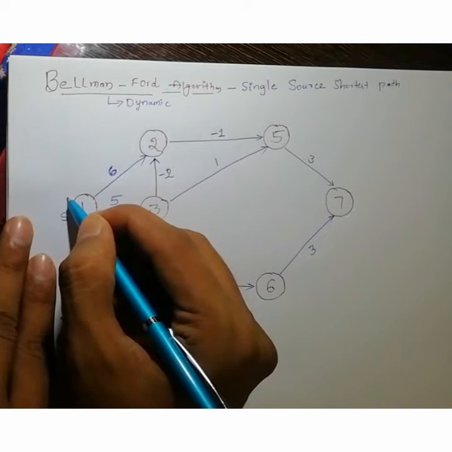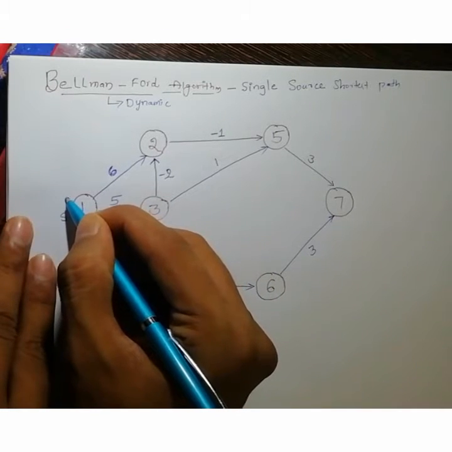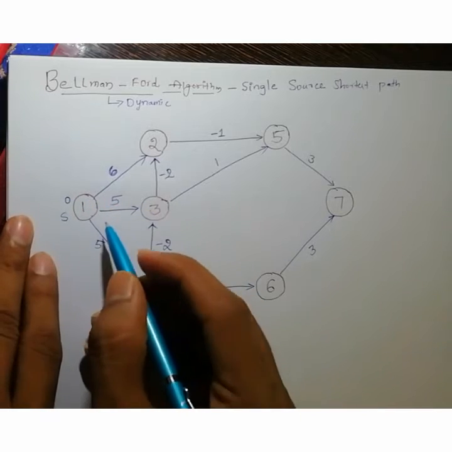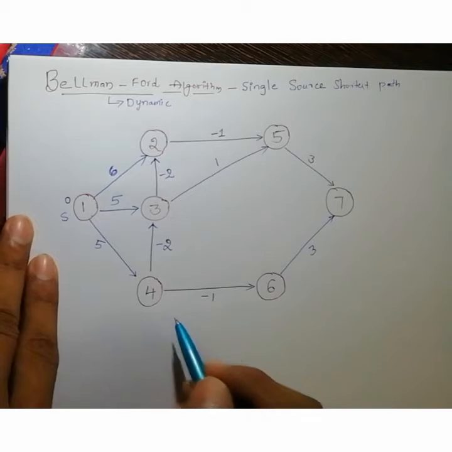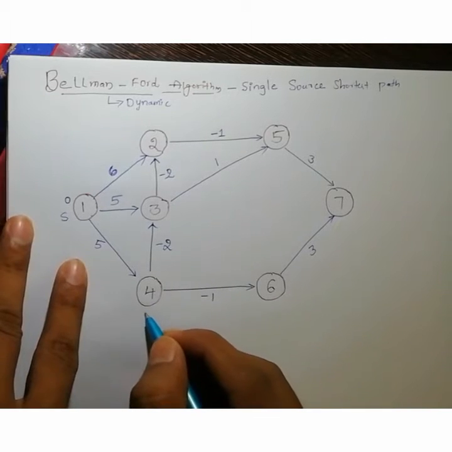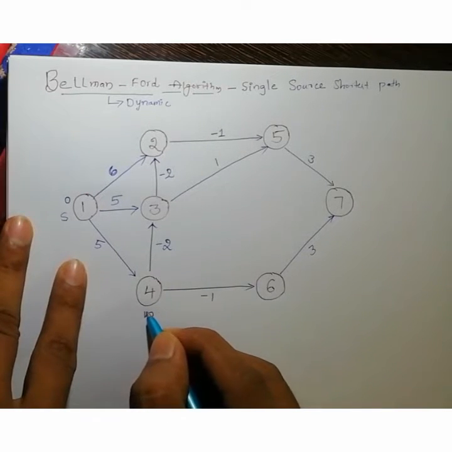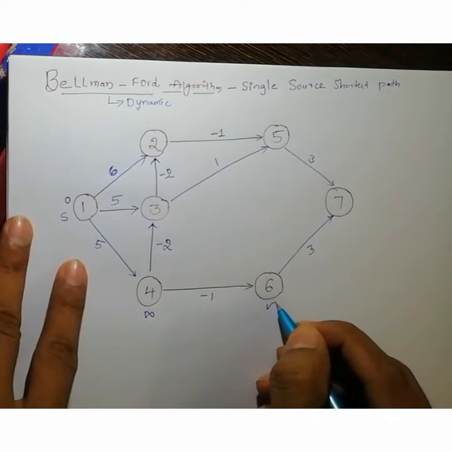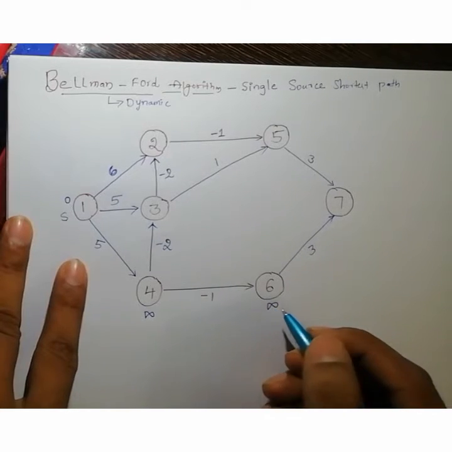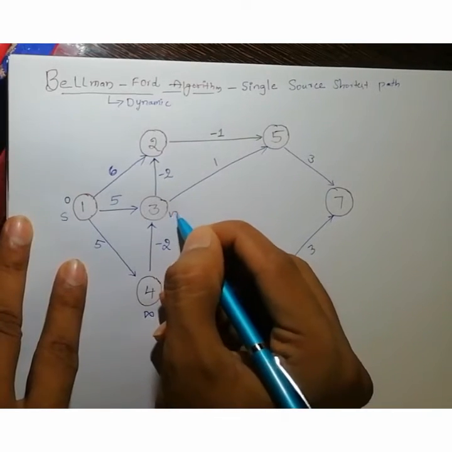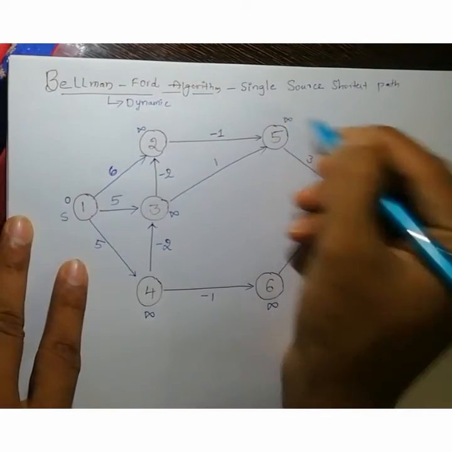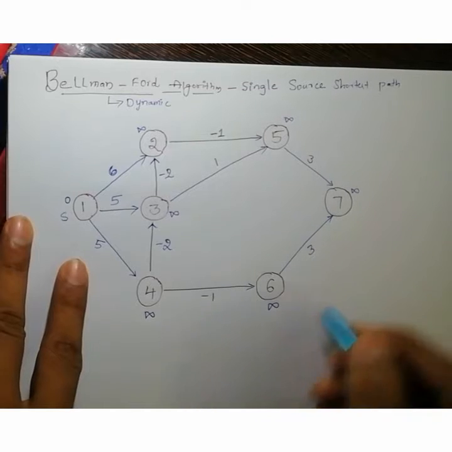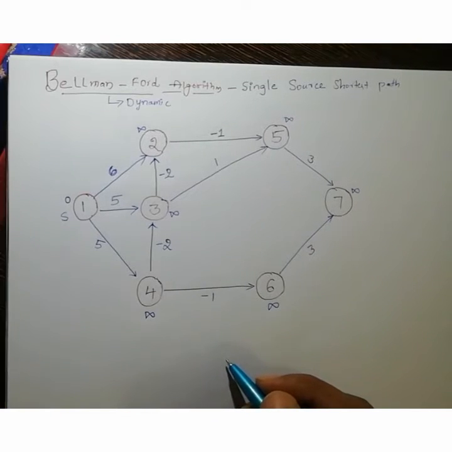For the source vertex I will represent 0 because incoming edges are 0. And initially for all other vertices I represent the weight, or distance, or minimum distance, or cost, whatever it may be, as infinity initially. I am representing infinity.